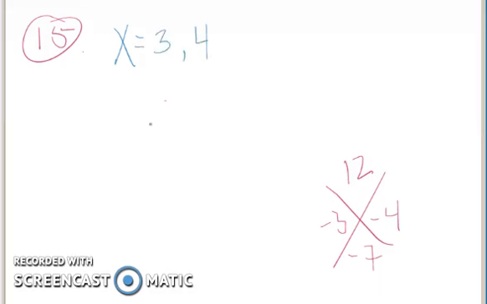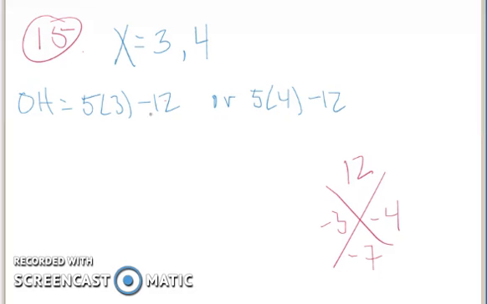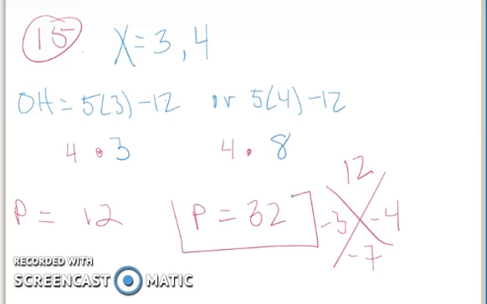But it also asked me to find the perimeter. Well, if I can find one of the lengths, so OH is equal to 5 times 3 minus 12, or 5 times 4 minus 12. That's 15 minus 12, which is 3. That's 20 minus 12, which is 8. Perimeter would be 4 sides. All 4 sides are congruent, so you got to multiply them each by 4 for the perimeter. That would be 12, and the perimeter would be 32. So we get 4 answers for that problem.